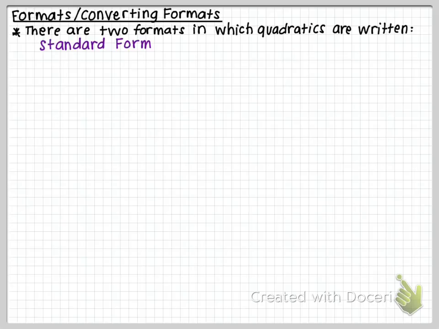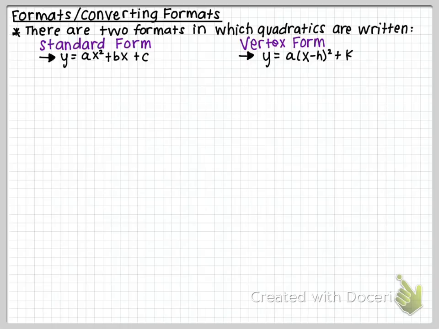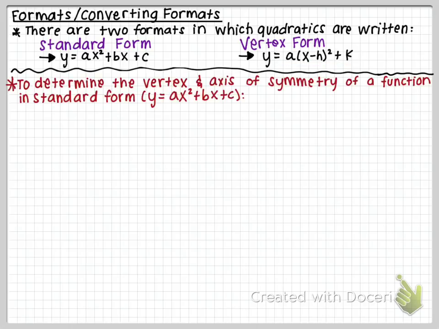All right. So, formats and converting formats. We're used to the vertex form, but there are 2 formats in which quadratics are written. One is standard form, and one is vertex form. Standard form is written like this: ax squared plus bx plus c. Vertex form is written like this: a times x minus h squared plus k. We are so used to this form by now. We rock at that form, right? That's the form we've been working on this whole time. But, of course, now we're going to introduce something new.